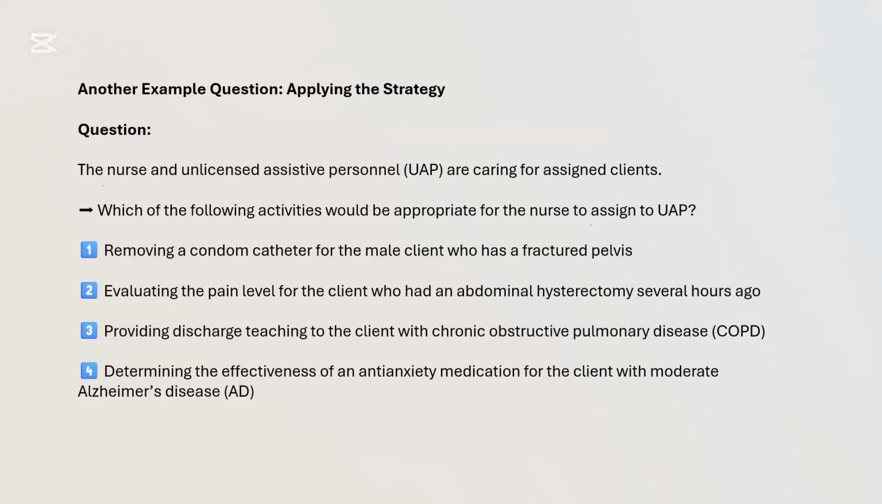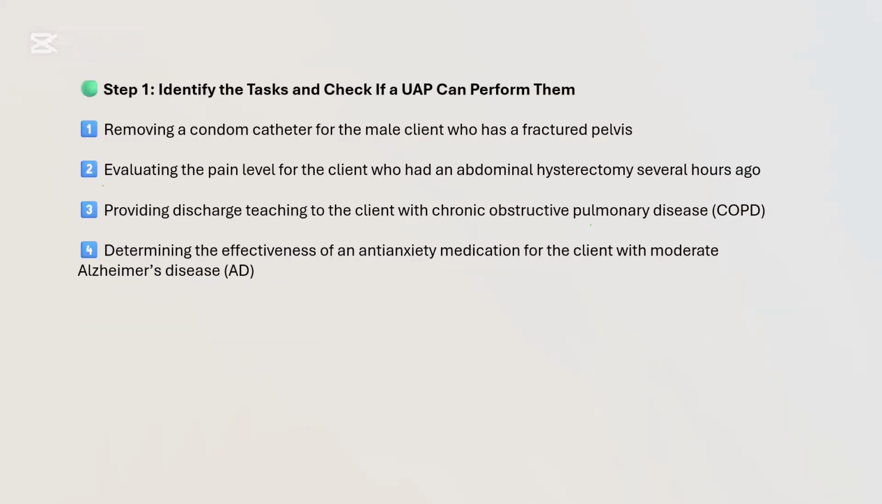Remember, I said there are sometimes, even with the task, you can just finalize the answer. Now, look at this. Step 1, we want to identify the task. So what is the task right there? This is removing condom catheter. This is evaluating the patient pain level. This is providing discharge education. This is determining the effectiveness of anti-anxiety medication.